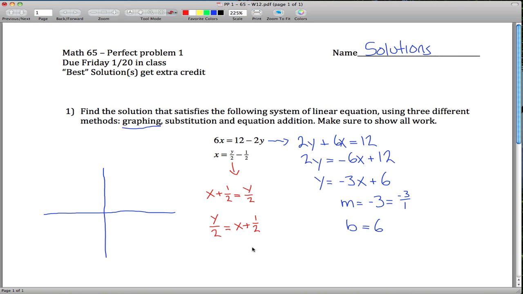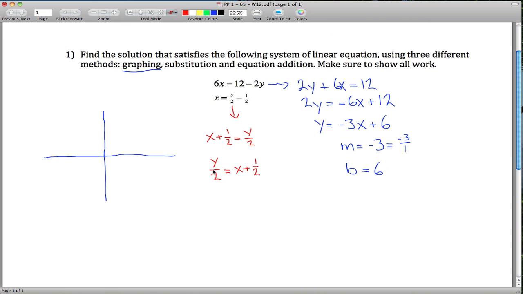So now what we've managed to do is isolate y over 2 right here, but what we want to do is isolate y. So to get y all by itself, we'll multiply both sides of this equation by 2. On the left, that'll just leave us with the y. And on the right, we'll get 2 times x is 2x, and 2 times 1/2 is 1. So now we have this equation written in y equals mx plus b form. The m is 2, or if you prefer, 2 over 1. And the b is 1.